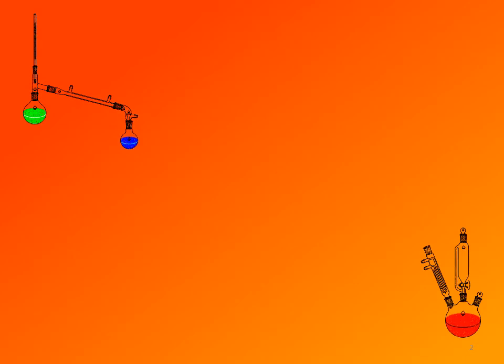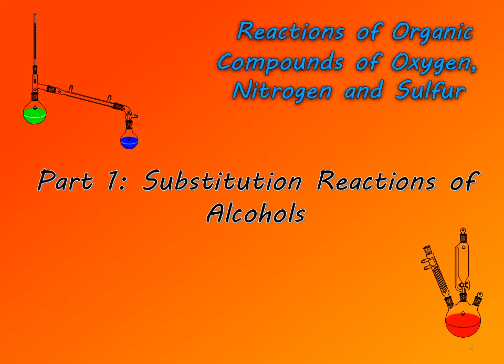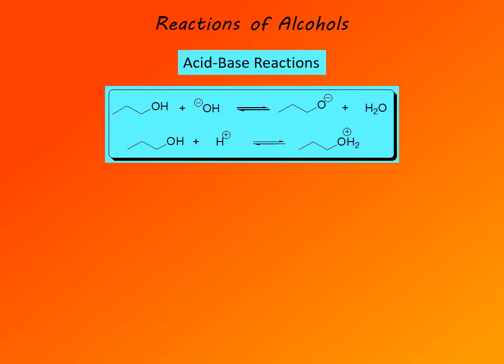In this video, we are going to look at substitution reactions of alcohols. First, we should look at acid-base properties of alcohols. This is something that we have covered earlier in chapter 5. So alcohols, in terms of acid-base properties, are amphiprotic, similar to water.